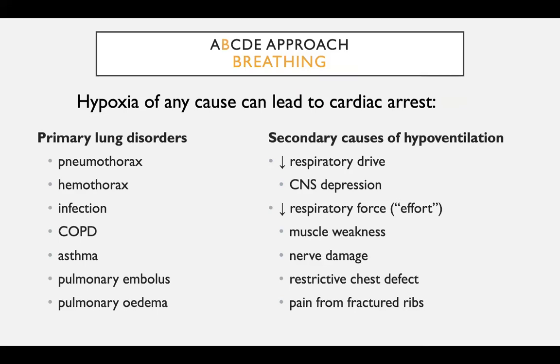So I've divided these breathing problems into primary lung disorders and secondary causes of hypoxia. Primary lung disorders are problems with the lungs themselves, so things like pneumothorax, hemothorax, infection, COPD, asthma. A large pulmonary embolus could easily lead to a cardiac arrest because there's massive strain on the heart by a saddle embolus, and pulmonary edema can also cause a cardiac arrest.